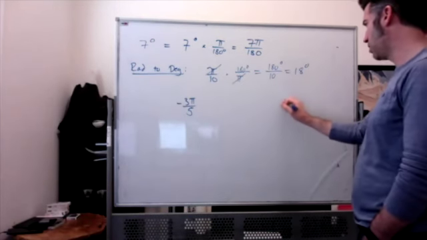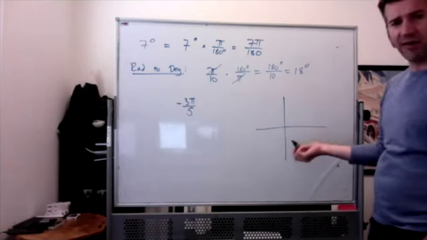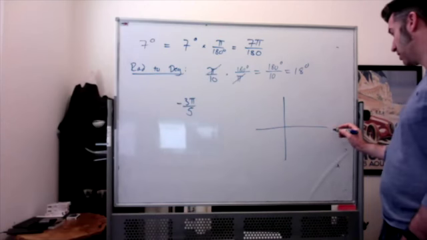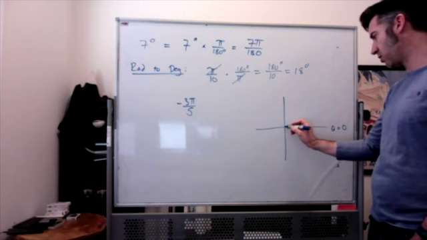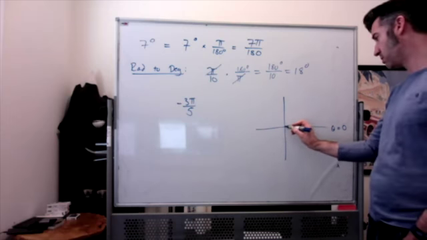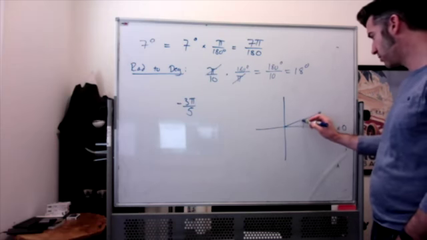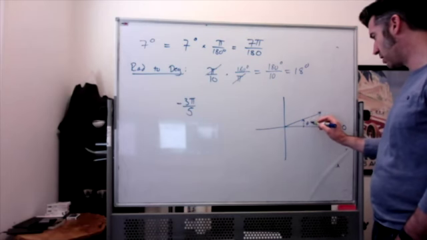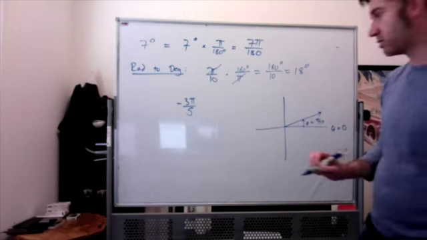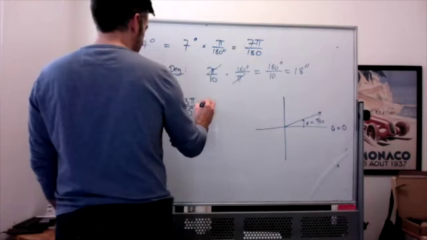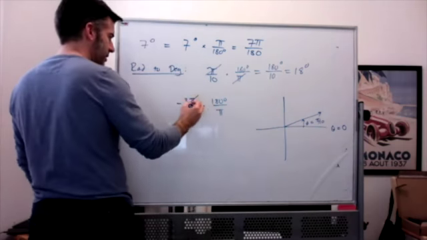This one here, pi over 10 radians or 18 degrees, is not very big. Measuring from the positive x-axis, this is theta equals 0 radians. An angle of 18 degrees is not very much at all. Maybe it's like that. I probably overshot it. So this angle here is theta equals pi over 10 radians. Let's do negative 3 pi over 5. If I multiply this by 180 degrees over pi, the pi's cancel.